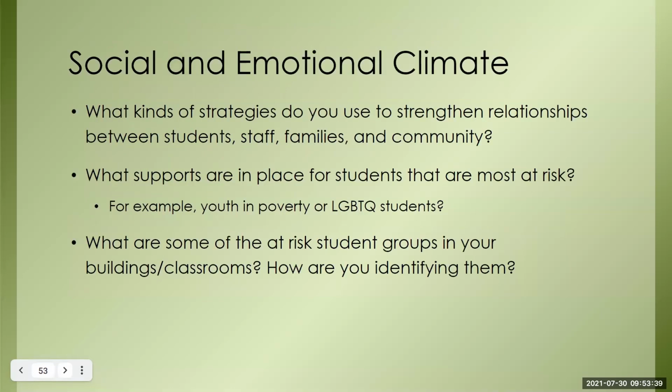The next component, social emotional climate. What strategies do you use to strengthen relationships between students, staff, families, and communities? Do you have good relationships? What supports are in place for students that are most at risk? Youth in poverty or your LGBTQ students. What are some of the at-risk student groups in your buildings and classrooms, and how do you identify them? So again, how are those relationships in your school between everybody? Because relationships are a key to academic success also.